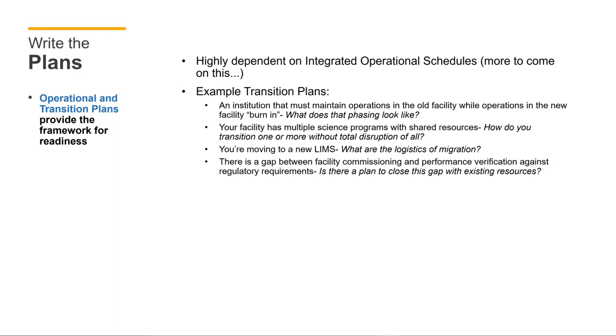And as we mentioned before, as another example, there's a gap between where commissioning ends and where performance really needs to be with certain equipment. You've got to have a plan to close that gap. So these are examples of potential transition plan needs.